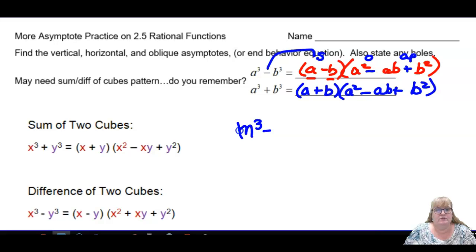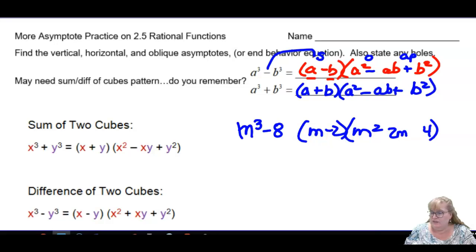Like m cubed minus 8 would be m minus 2, cube root of each. Then you square the m, you square the 2. In the middle, you put a 2 times an m. But the signs you have to take from here. Opposite would be plus, and always positive, plus. All right.